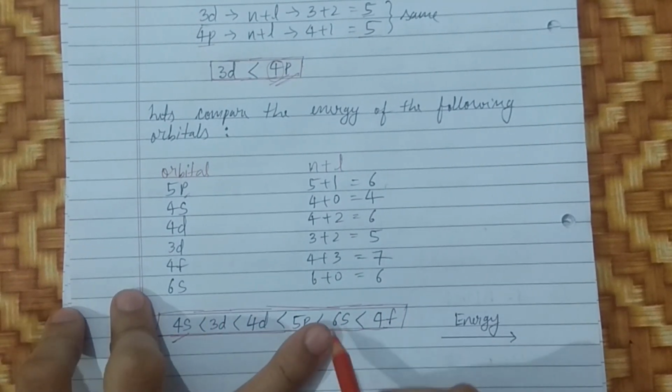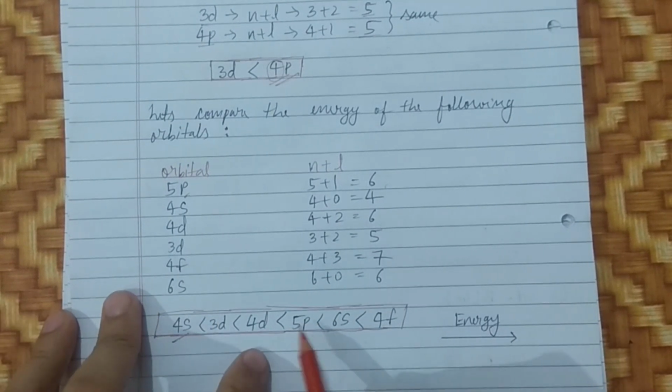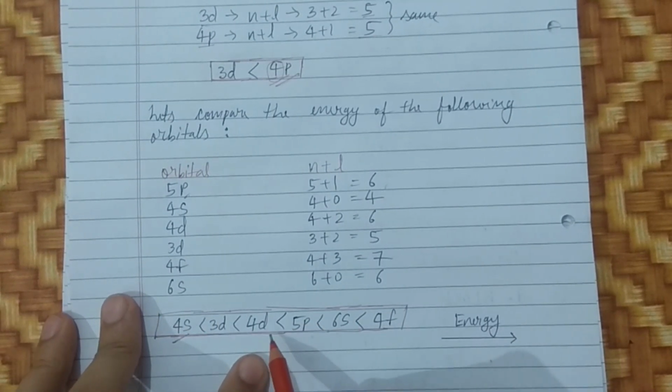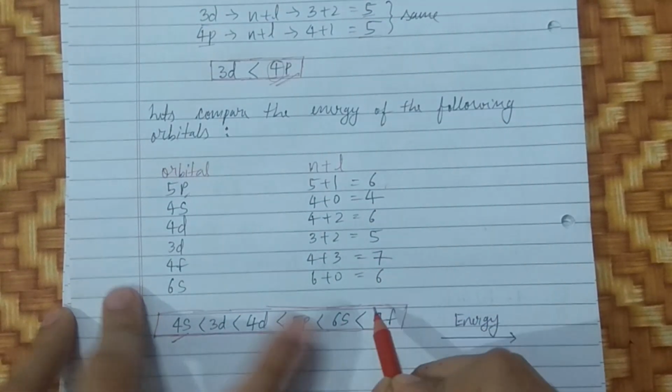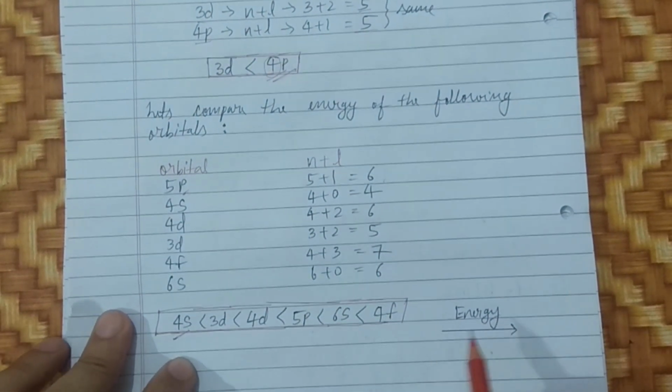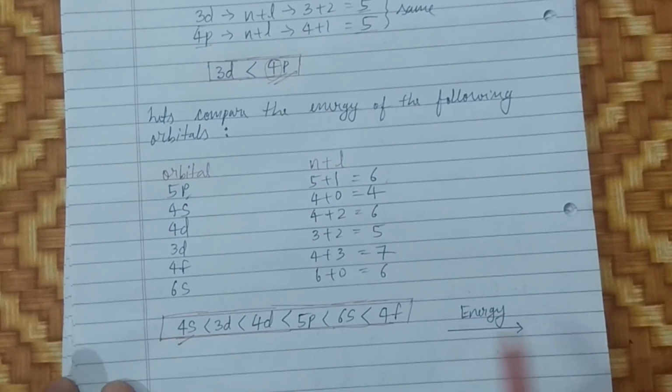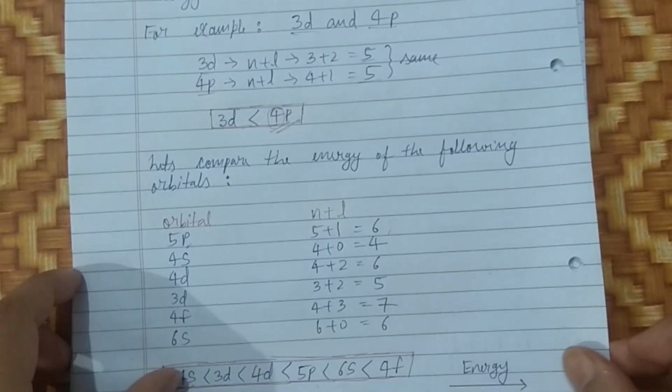That's why 6s will be highest in energy among 4d, 5p and 6s. And 4f is having the highest n plus L value, 7, so it will be the highest in energy. So this will be the energy arrangement. Very easy, there's nothing complex here.